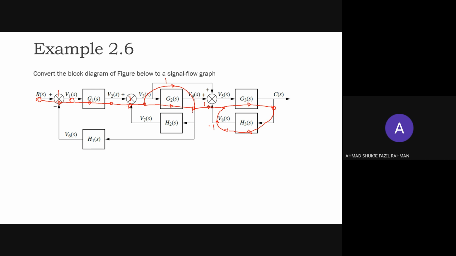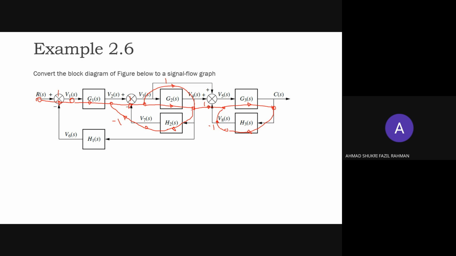And then this part goes to H2, H2 goes to V7. So V7 with H2 can go to either V2 or V3. Okay, so we can put this one. Again, the value here is negative, so it should be -1.